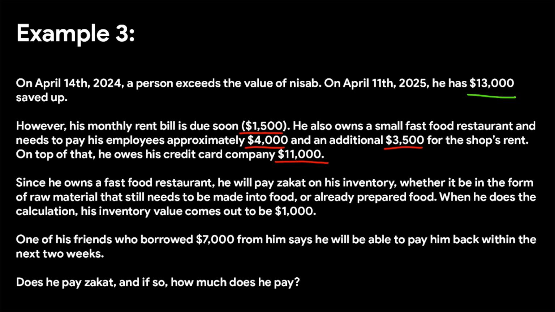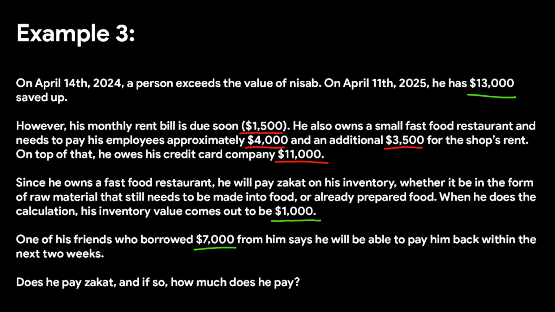Since he owns a fast food restaurant, he will pay zakat on his inventory, whether it be in the form of raw material that still needs to be made into food or already prepared food. When he does the calculation, his inventory value comes out to be $1,000. So that's an asset. One of his friends who borrowed $7,000 from him says he will be able to pay him back within the next 2 weeks. So a loan that you are certain or you know will be paid back soon, that is an asset. So in total, he has 13, 1, and 7 in assets, and 1,500, 4,000, 3,500, and 11,000 in liabilities.